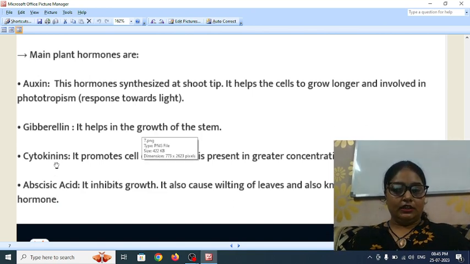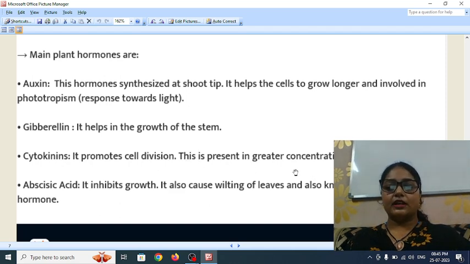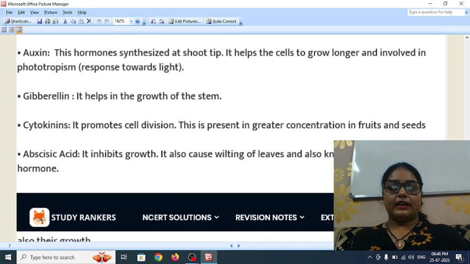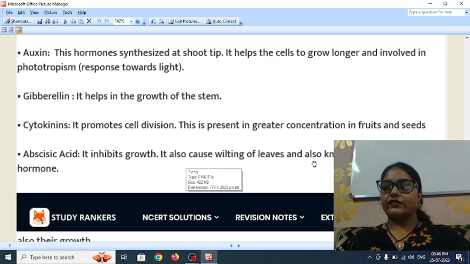And cytokinin promotes cell division and growth. It is present in great concentration in the fruit and the seed. And abscisic acid inhibits growth. It also causes wilting of the leaves and is known as the stress hormone.